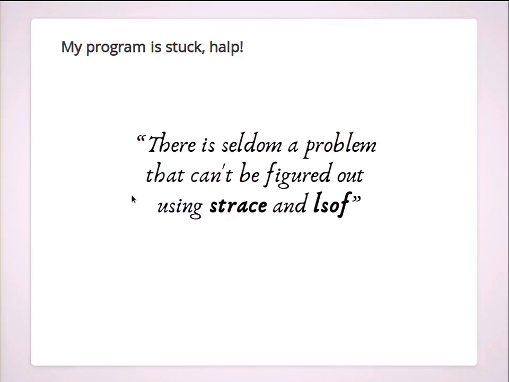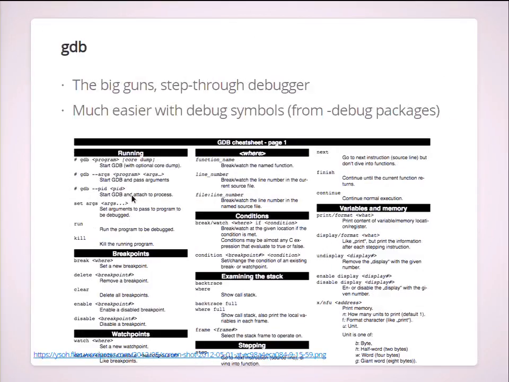So my program is stuck, halp. If I want to impart any words of wisdom, if I die suddenly and unexpectedly in the concept of tracing, this would be it. There's seldom a problem that can't be figured out using strace and LSOF. It's very Linux specific. These tools don't really exist for BSD or Windows or anything else, but if you're using Linux, this is your bread and butter. There's some other bread and butter, like GDB, except GDB is really complicated. It's kind of the big guns for debugging. And if you get to this step, you're probably already having a bad day.